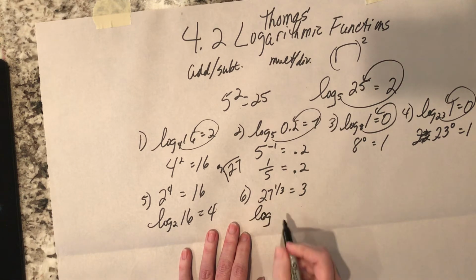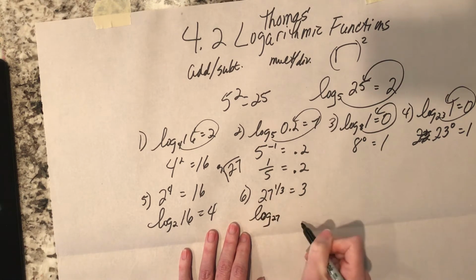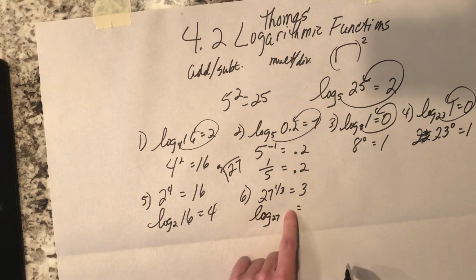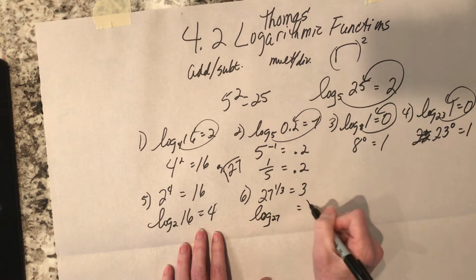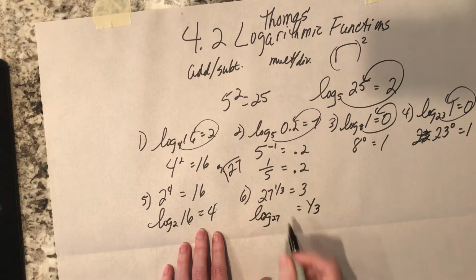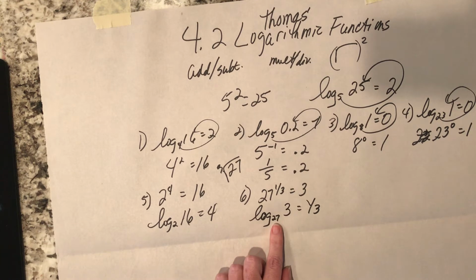Log, we want the base down here, the base is 27. Set it equal to something, always back here. The exponent is the answer to a logarithmic, so we'll always set it equal to the exponent. And then we'll put the other number right there. That says, what do we have to raise 27 to make it become a 3?